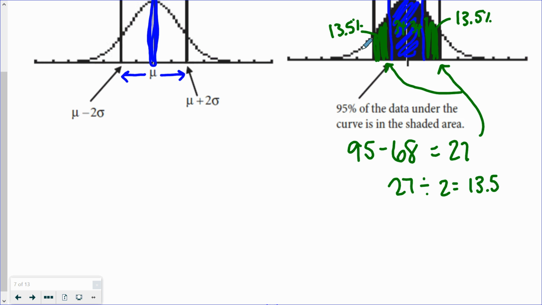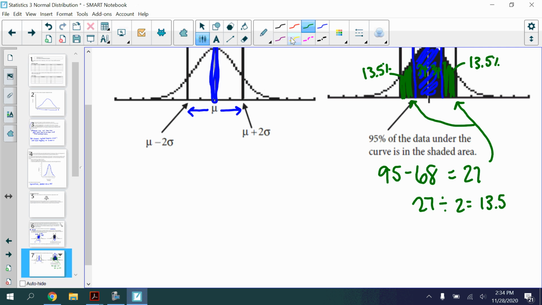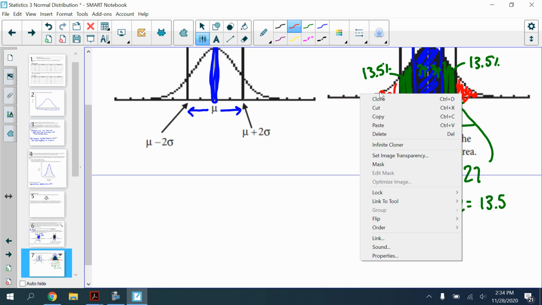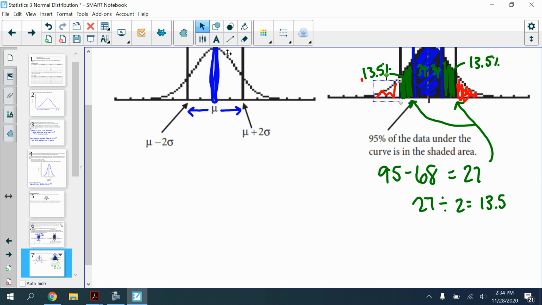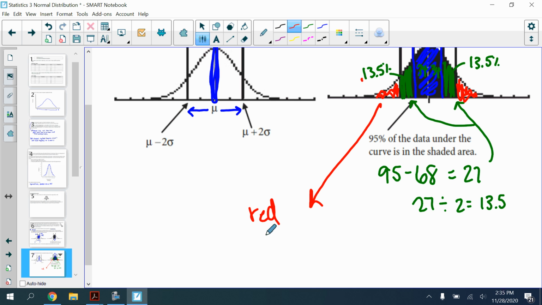And so we know from there, sorry, I need another color. I'm just going to do red. If we've covered off 95% with this green and blue, this red portion that's right here would represent 5% of the data, because this is 95% of the data. These two little tails on the end represent 5% of the data.